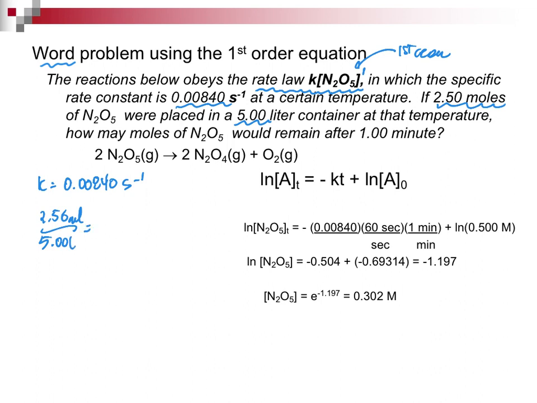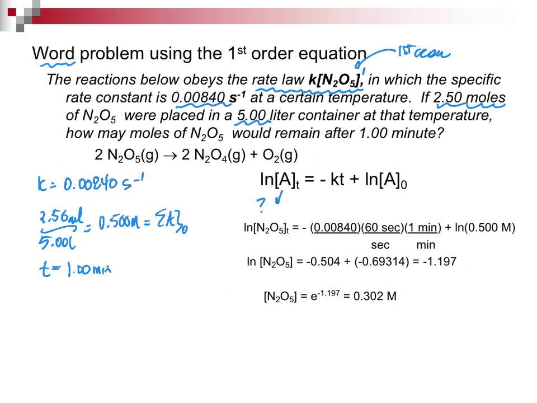That is going to give me a concentration of 0.500 molar, and that will be what we would call our concentration A0. Then they tell us the time we want is 1.00 minute. So I would suggest always list your data. It helps you get along.